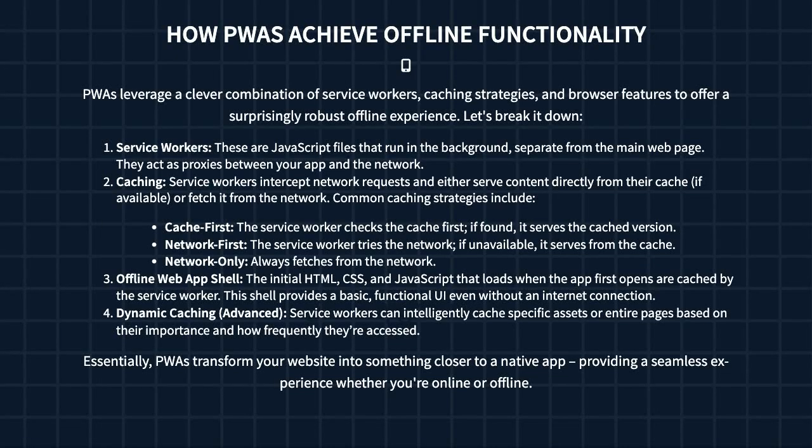Okay, let's talk about how PWAs make it possible to use an app even when you don't have internet access. It all comes down to service workers. These are like background helpers that intercept network requests. They work with caching, storing website files locally so the app can serve them up without needing to hit the internet again. There are different ways they do this, like checking the cache first or trying the network if it's unavailable. And importantly, a basic version of your app, what we call the web app shell, is cached up front, giving you a usable experience even offline.